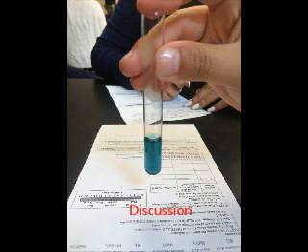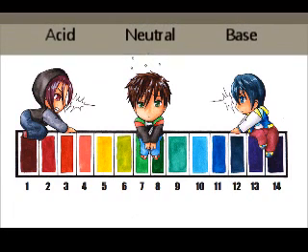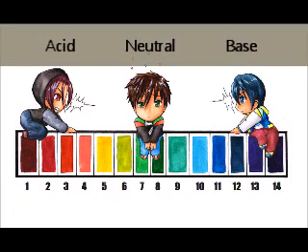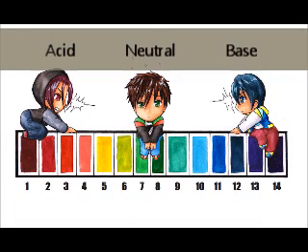Sodium bicarbonate turned emerald because it had a pH number of 11. Acetic acid turned magenta because it had a pH number of 3. Ammonia turned green because it had a pH number of 12.